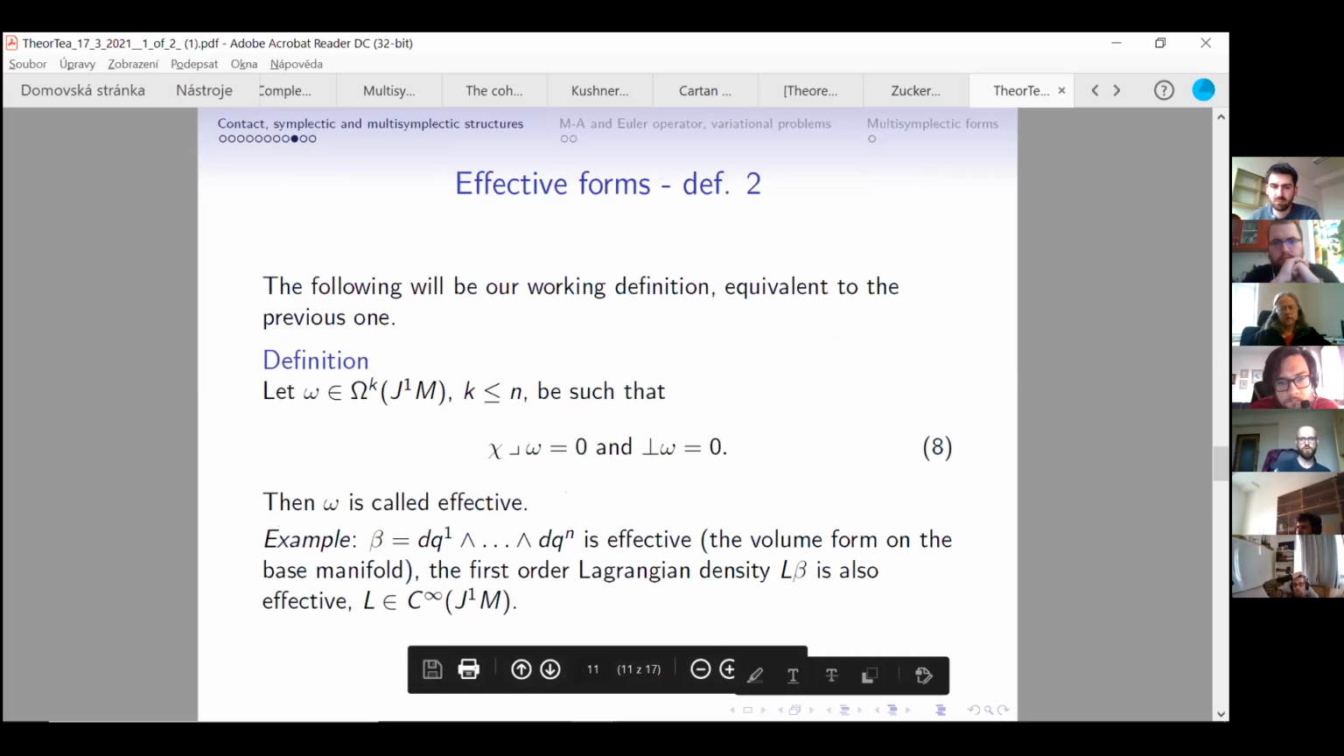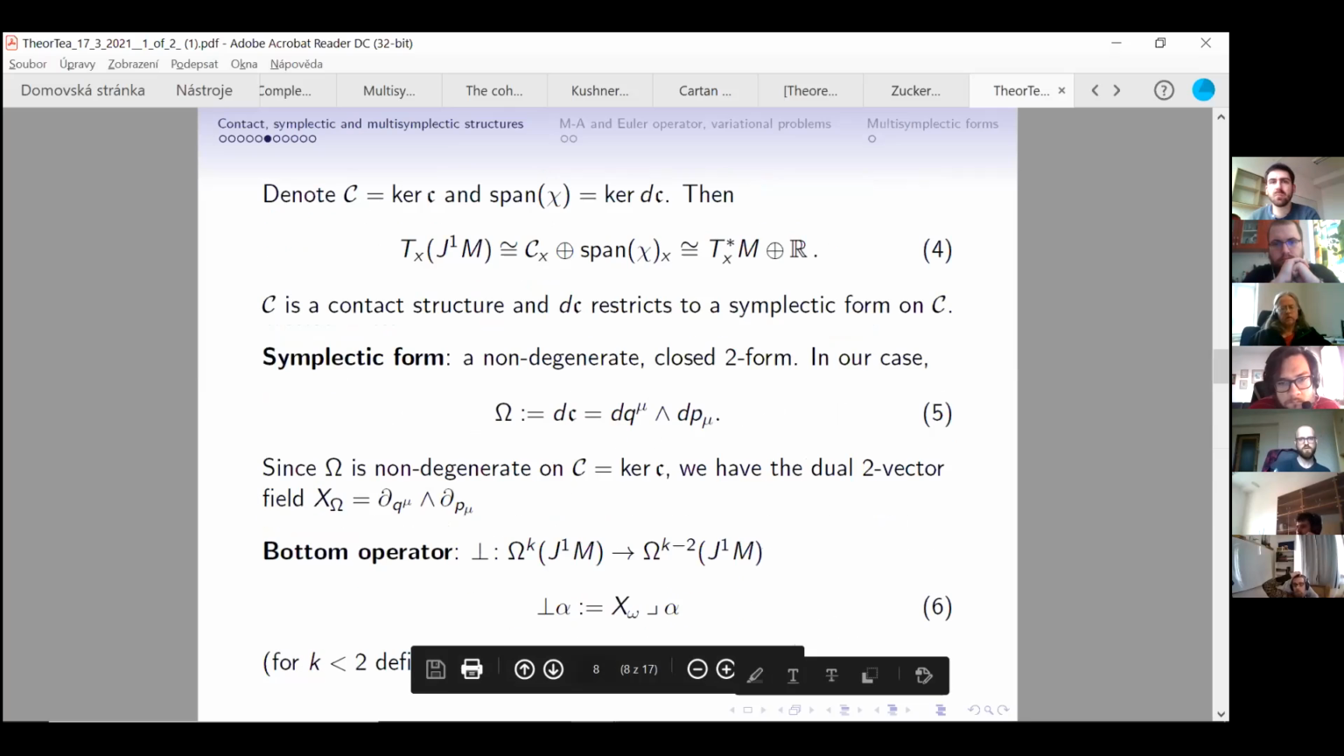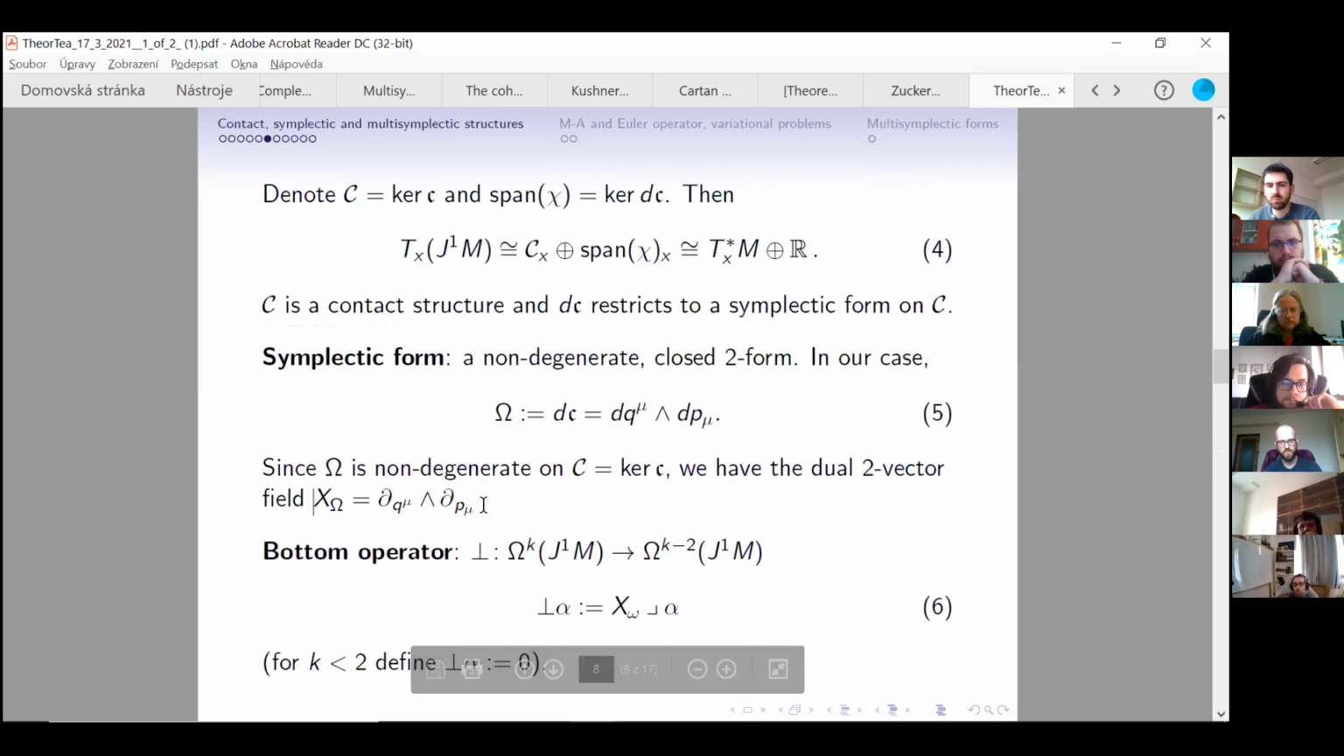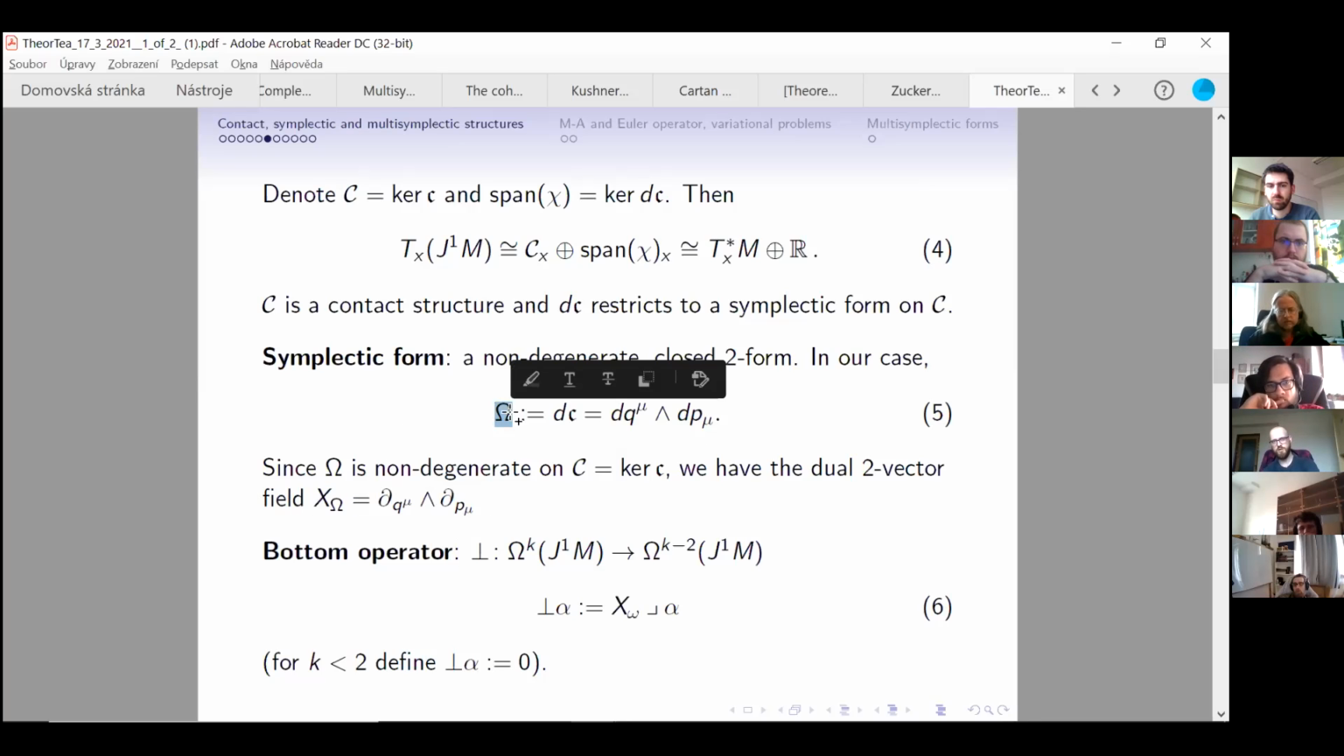We have seen the bottom operator, which is contraction with the dual of the symplectic form. Here there should be a big omega, sorry. The dual operation is the top operator, which is wedging with the symplectic form omega. If we compute the bracket of top and bottom, they satisfy the SL2C relations, together with the identity operator.